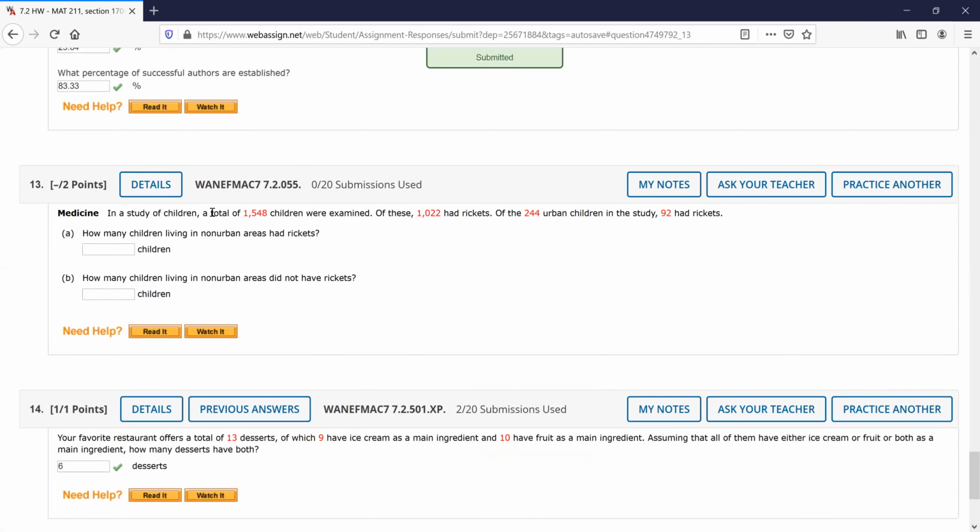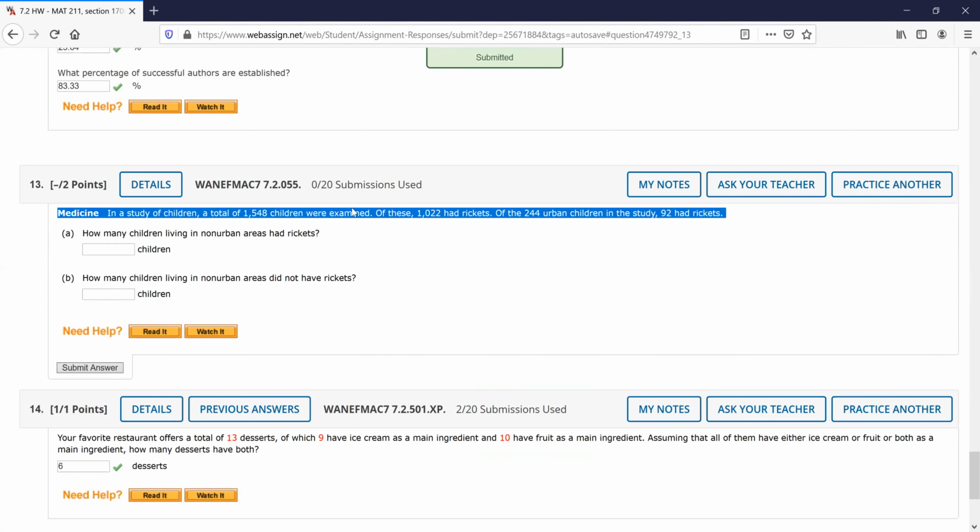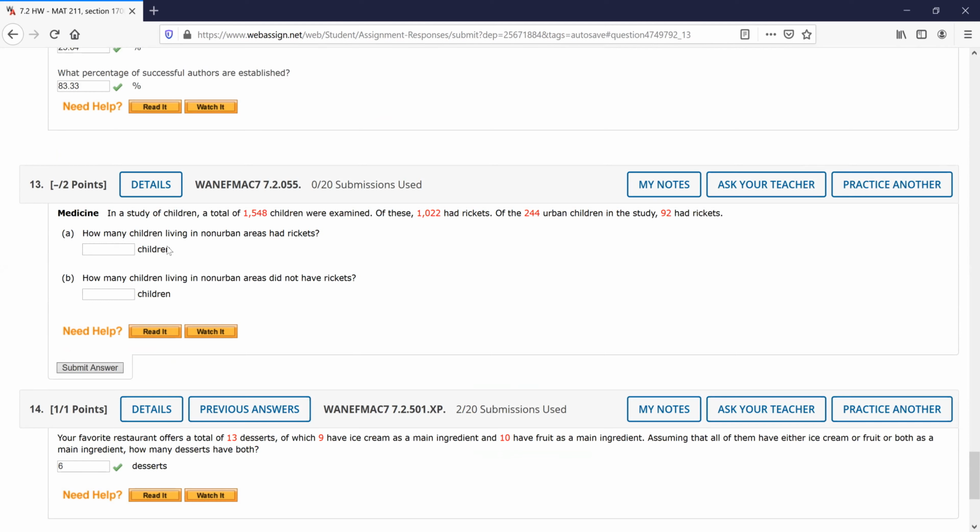Let me just see if I can get something that's more straightforward for this one before we move on. All right, so the first answer here is how many children living in non-urban areas had rickets? So 1,548 were examined, and there were 244 in the study. So the solution here says you just take that total and subtract the number that were urban children. So 1,548 minus 244, like 1,304 children.